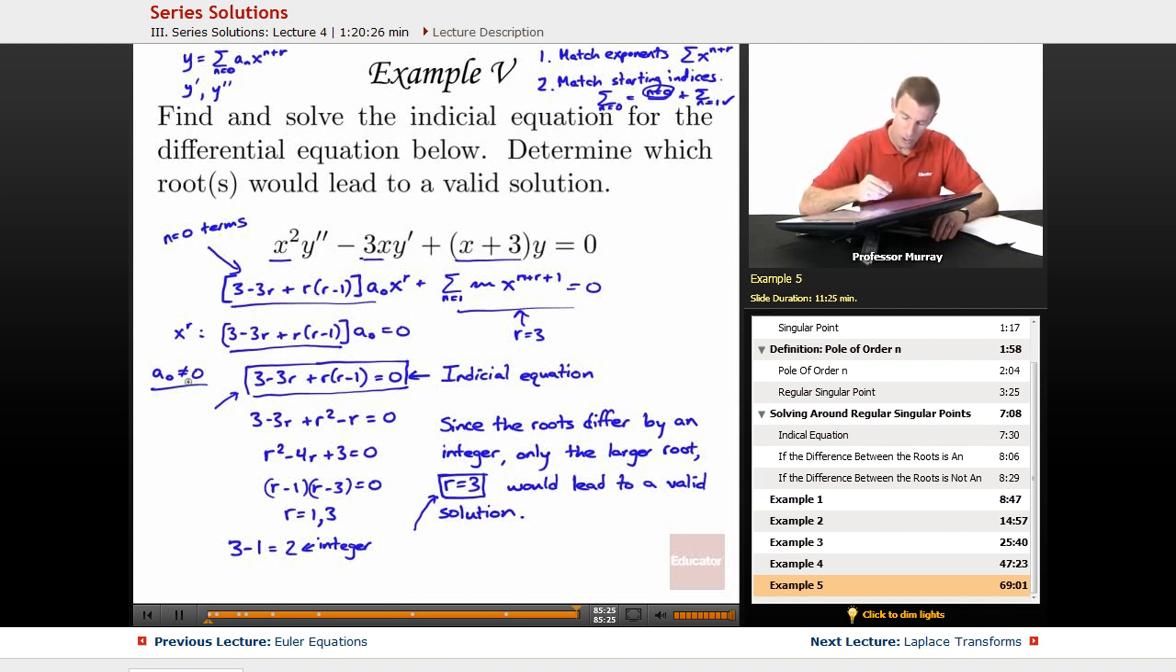That turned out to be a quadratic polynomial, which was pretty easy to simplify, to factor, and then solve into r equals 1 and 3. So we get these two roots, and we check their difference, meaning we subtract them. We notice that their difference is an integer. The difference between the two is a whole number. And we had a rule from the beginning of the lesson that if the roots differ by an integer, you're only allowed to use the larger one to get a solution. So the way you go ahead and finish this differential equation is you take that larger root, r equals 3, plug it back into the recurrence relation, and start solving for your coefficients one at a time.